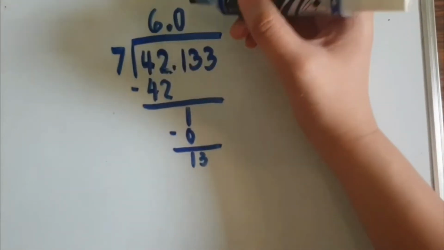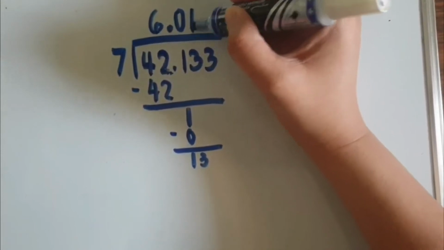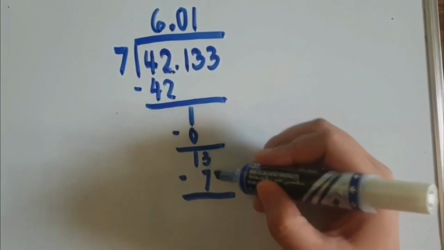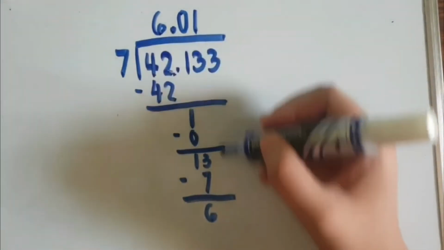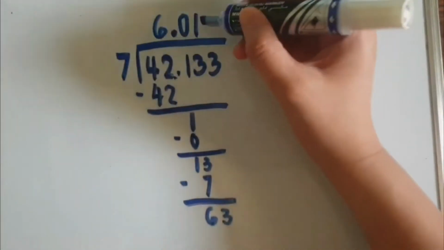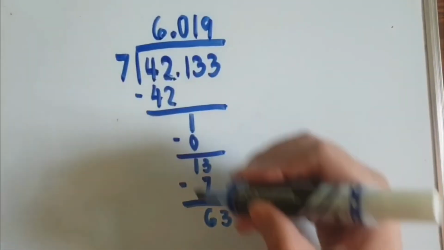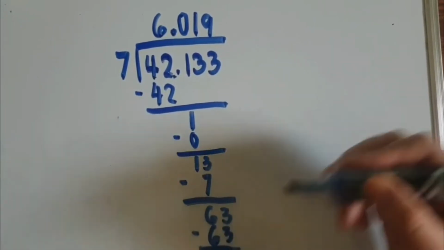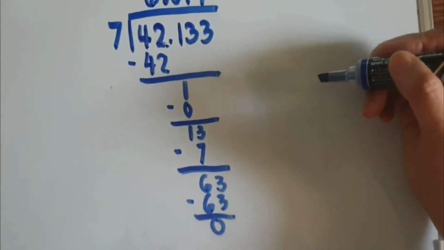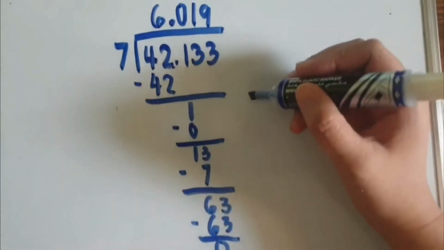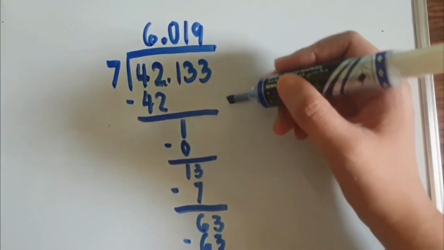Then 13 divided by 7 is 1. 1 times 7 is 7. Subtract. 13 minus 7 is 6. Bring down 3. And 63 divided by 7 is 9. 9 times 7 is 63. And that will give us 0. We don't have any more digits in our dividend. So that means our division is complete.